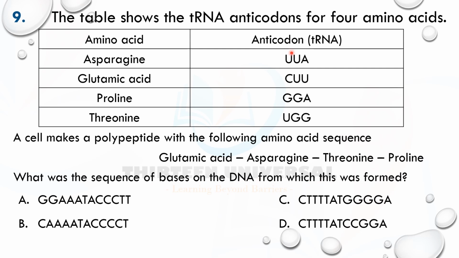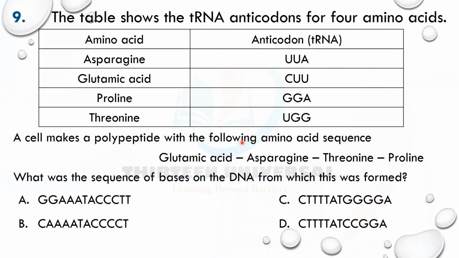Remember, I told you, the anticodon of tRNA is similar to that of DNA. If you're moving from tRNA to DNA, whatever you see U, you put T. If you're moving from DNA to tRNA, do the same thing: whatever you see T, put U. So glutamic acid, what's the code? CUU, so that of DNA would be CTT. Option C and D have CTT, so A and B are eliminated.